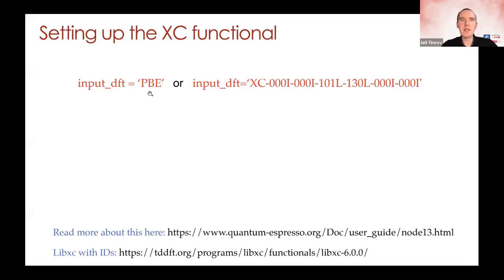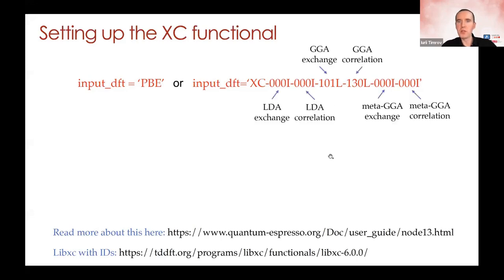But just to give you another way of specifying PBE, how it is coded: either you say input_dft equals PBE, or you can have this long name with different pieces of information. So what are those? The first two are LDA exchange and LDA correlation. The next two, the third and fourth, are GGA exchange and GGA correlation. And the last two are meta-GGA exchange and correlation.